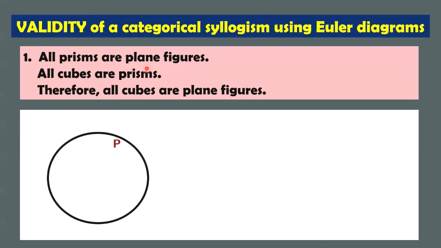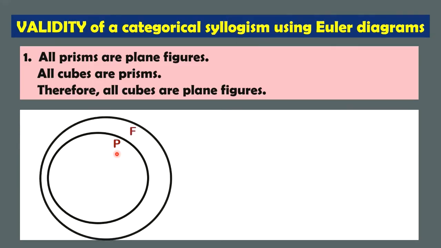figures. Now, if I have this circle for the set of prisms, okay, nasan kaya yung set of plane figures? Yung capital F natin, the set F. Is it bigger than P? Okay, or smaller than P? Mas malaki yung set F. Right? Okay, now, we have a third set, which is the set of cubes. Sabi dito, all cubes are prisms.